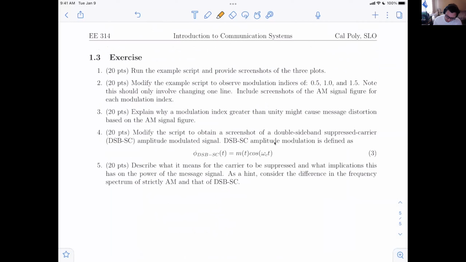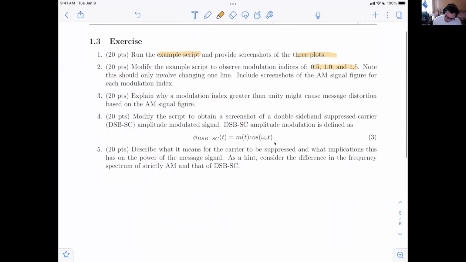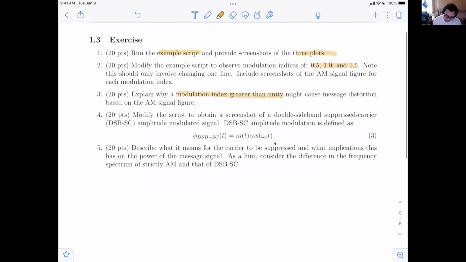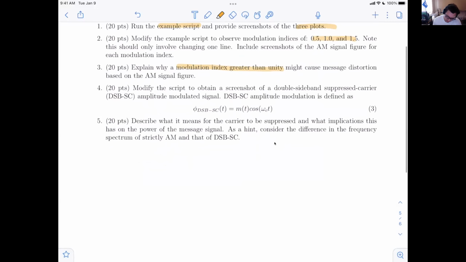So we're going to just run the example script and get the 3 plots. You're going to check all of these indices. Also discuss why modulation index greater than unity causes the message signal to distort. And then you're going to do a little bit more exploration on your own end.